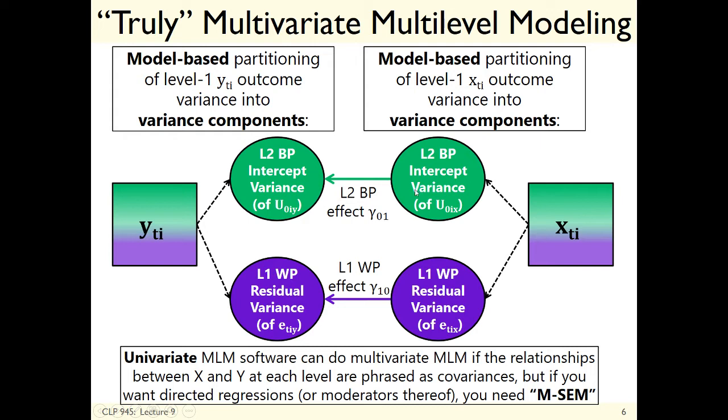That also means we can't have things like moderation. I can't test as a covariance being different as a function of some other variable. And I can't test random effects of the level 1 association. So that's where the differentiation of a truly multivariate comes in. You can do all that stuff and more.